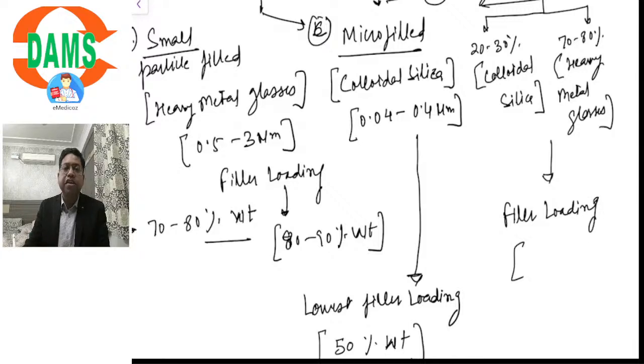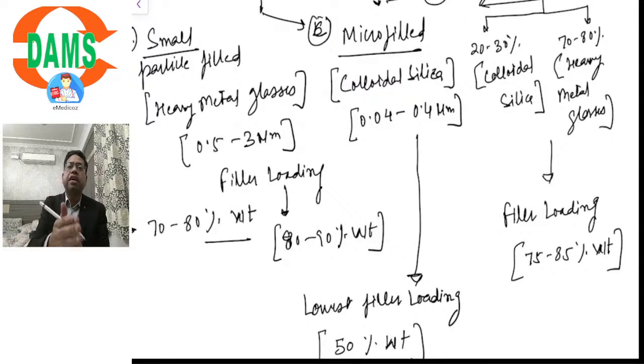So if we talk about the filler loading, it is intermediate of the microfilled and the small particle filled. Means it would be more than microfilled but less than small particle filled, in the range of 75 to 85% by weight.